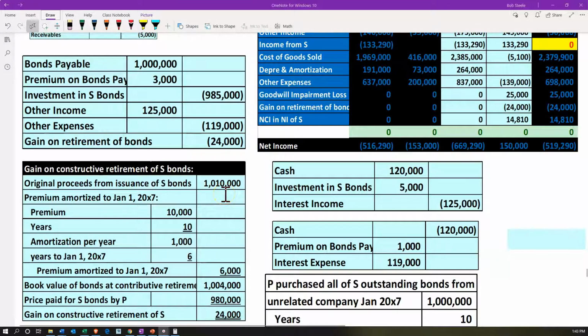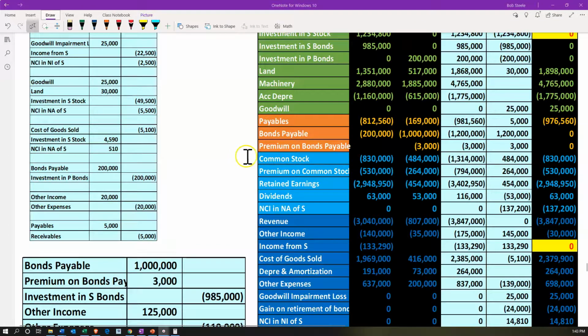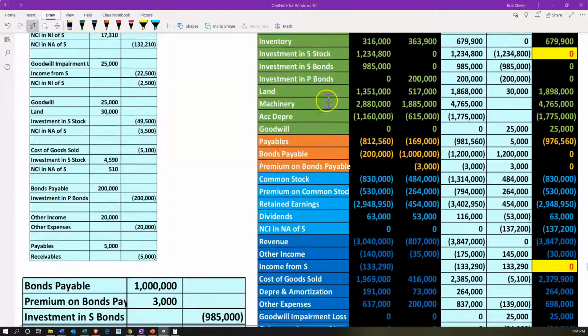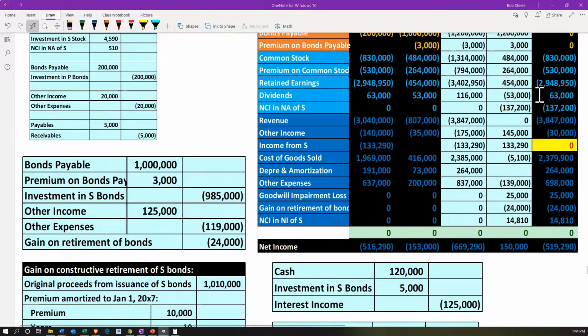So in any case, if we post that out, then of course the bonds payable up top will be going off the books. So we're going to be removing it. It's included in this number. The premium on the bonds payable, that $3,000, is going to be going away. We have the investment in the bonds up top. It needs to be going away. It's included in that number.